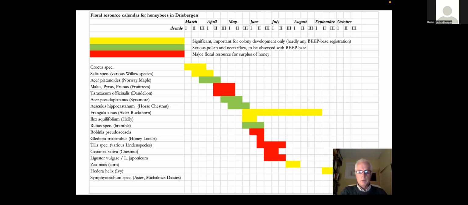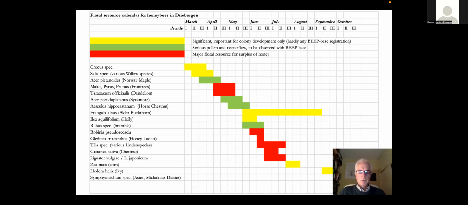The main goal for making such a calendar is planning for hive management. Once you know your floral resources, you can anticipate the expected nectar flow by preparing your production colonies in time. For example, my own hive management is focused on optimizing the amount of forager bees in June and July.